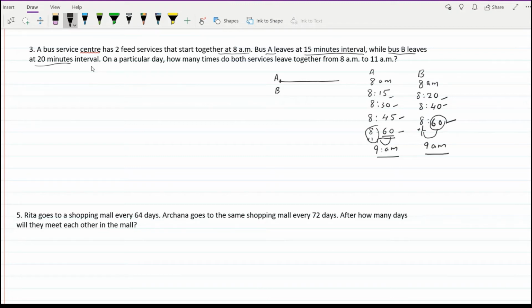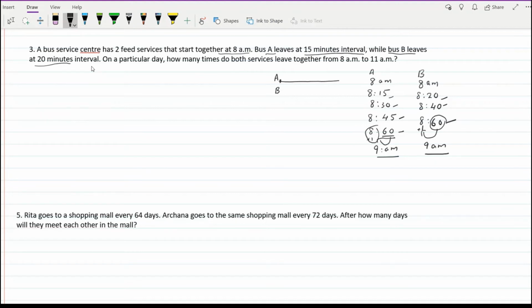So this is the concept behind this question, but here is what we have to find. We have a 15 minutes interval and a 20 minutes interval, but both buses leave from the same service station together only after 60 minutes. So 60 minutes is greater than 15 and greater than 20. If the number is greater than the given numbers, then you have to find the LCM. That is the concept.